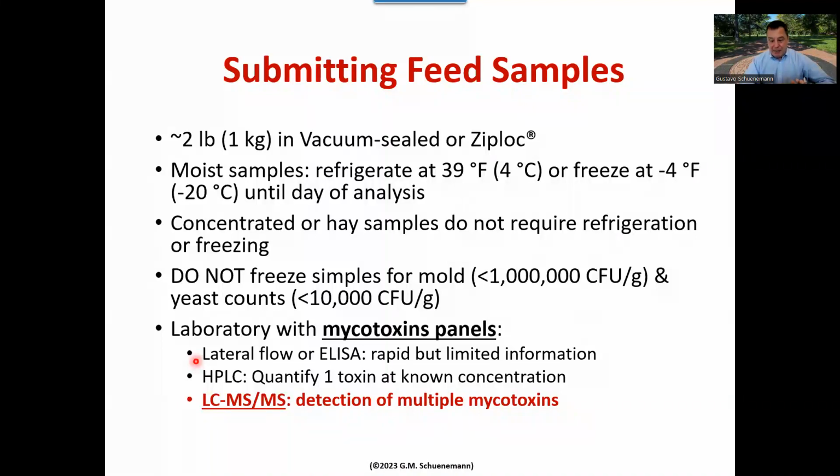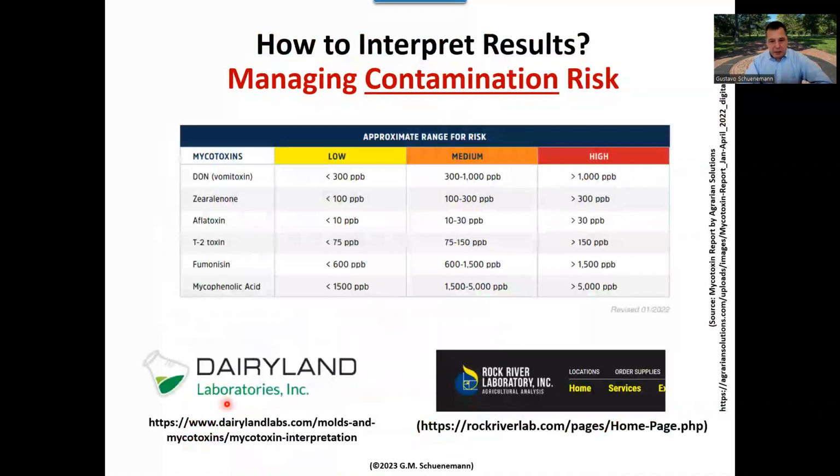These are rapid but have limited information. HPLC also quantifies one toxin of known concentration, but this one, the mass spectrometry, is the detection of multiple mycotoxins. This is perhaps the most important testing, and I'll share that there are several labs here in the US and Europe, and some of the countries in South America also have this technology capacity to measure mycotoxin, right?